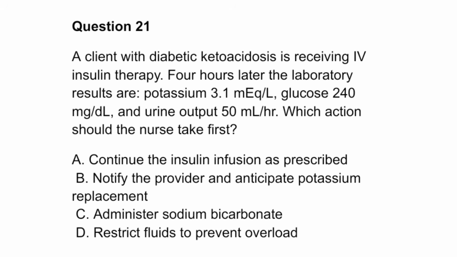Question 21. A client with diabetic ketoacidosis is receiving IV insulin therapy. 4 hours later, the laboratory results are potassium 3.1 milliequivalents per liter, glucose 240 milligrams per deciliter, and urine output 50 milliliters per hour. Which action should the nurse take first?